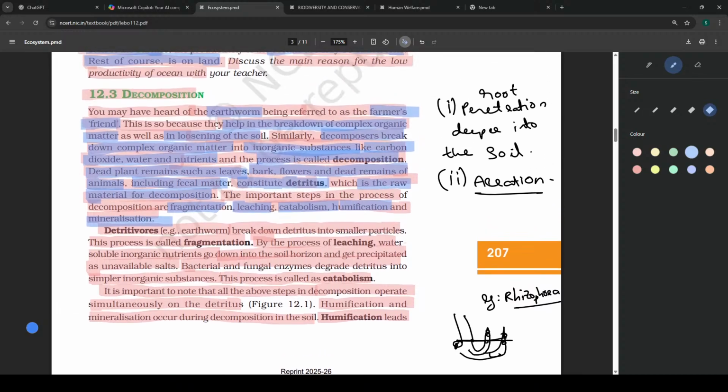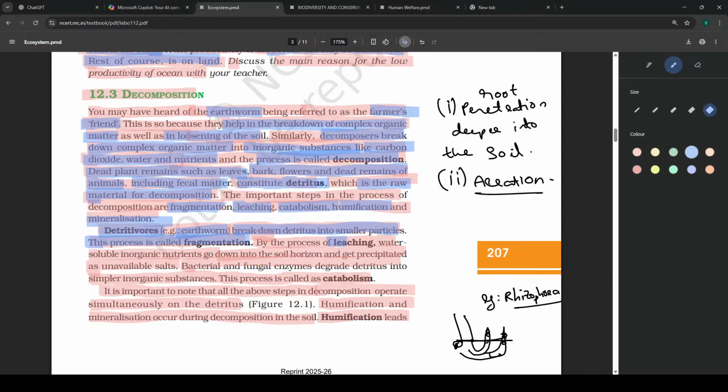We will see a one line explanation of what these steps are, or one paragraph at most. But before that, they introduced a new term, detritivores. An example is the earthworm. What are detritivores? Detritivores are organisms which break down detritus into smaller particles. This process is called fragmentation. They physically break down larger particles of detritus into smaller particles. That is the first process, fragmentation, only one line.